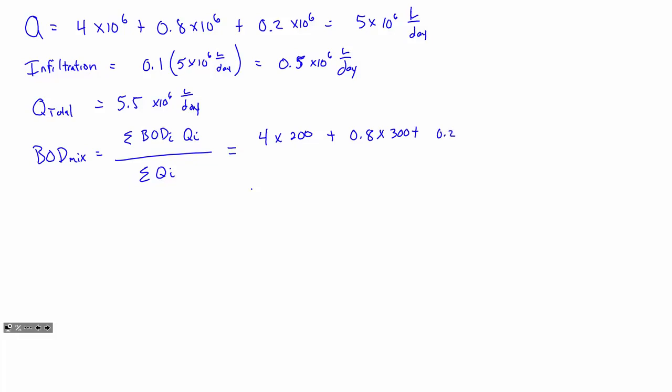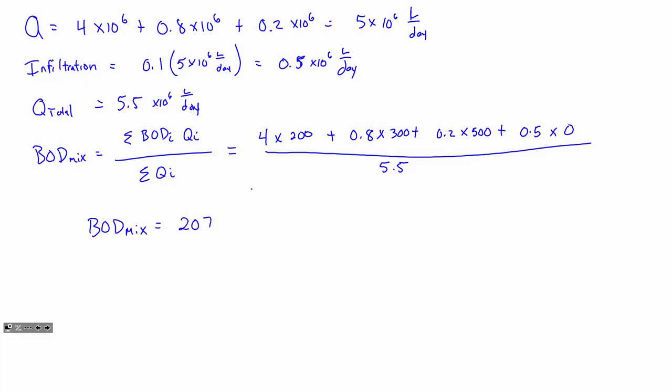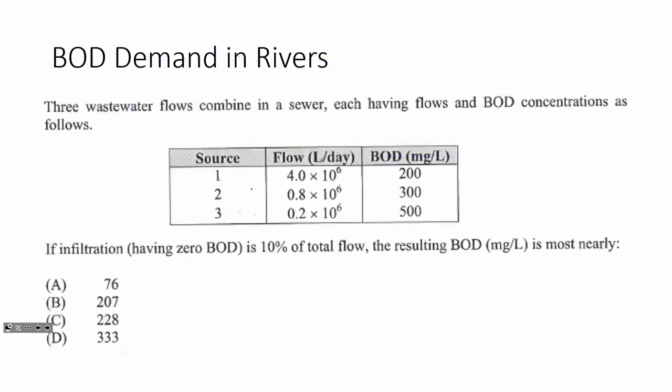So 4 times 200 plus 0.8 times 300 plus 0.2 times 500. And to be complete here, to be comprehensive, I want to include that 0.5, the infiltration component, times 0. It has a BOD of 0. And we can divide all this by the total flow of 5.5. Okay? So we end up seeing here that we have a BOD of our mixture that's equal to 207 milligrams per liter.